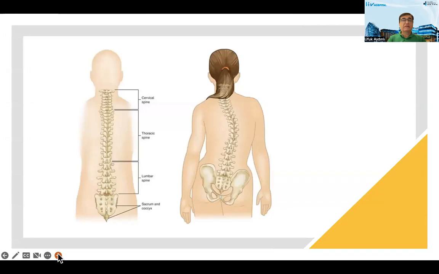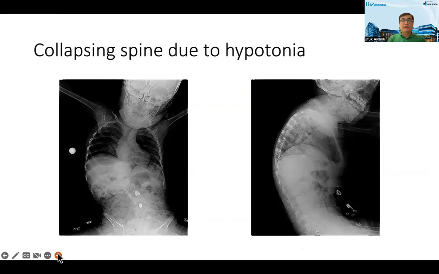As you can see, the spine is normally straight, but in neuromuscular scoliosis, due to different reasons, the spine has a long curvature, and there will also be a pelvic obliquity in most of the patients. I will show you some examples of how they look in X-rays.